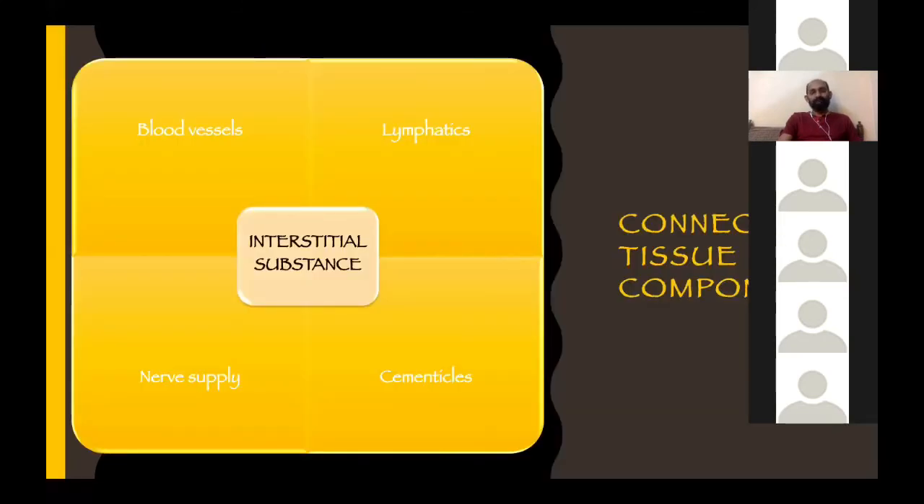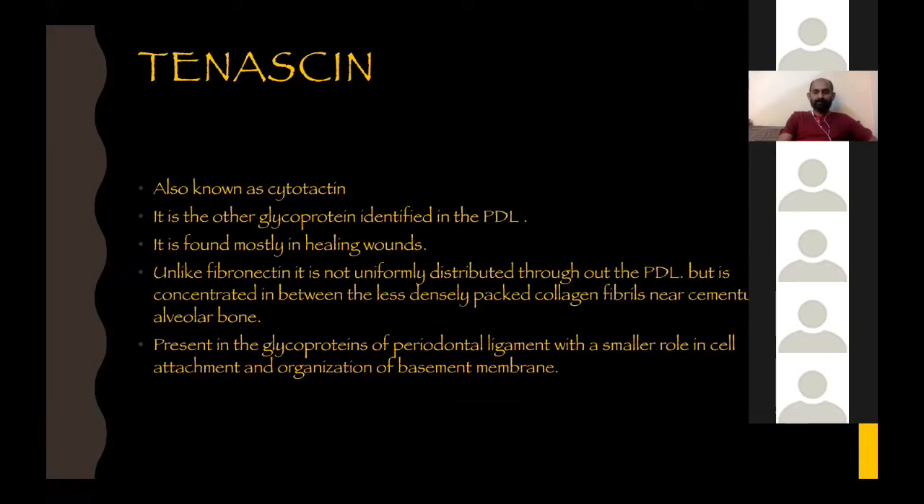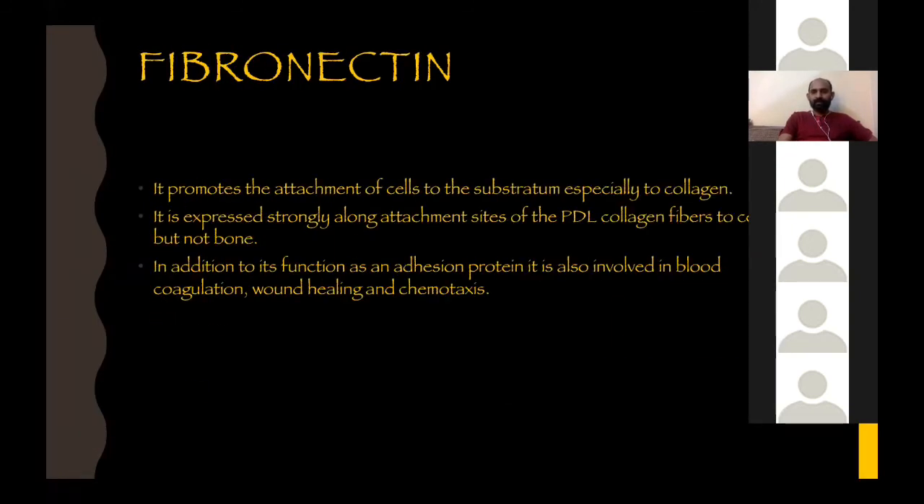Apart from this, the other components of the connective tissue are blood vessels, the lymphatics, the nerve supply, and some calcifications which can be there in the periodontal ligament. Those are called cementicles, and will be taken by other staff maybe day after tomorrow. Okay, so I think I'm done with my topic.